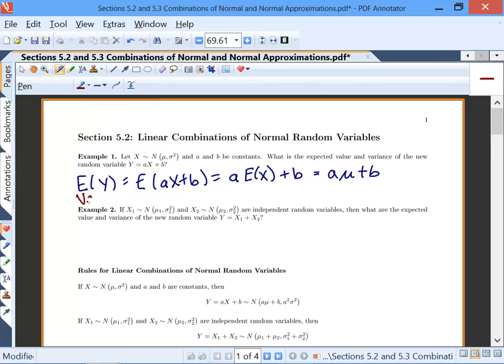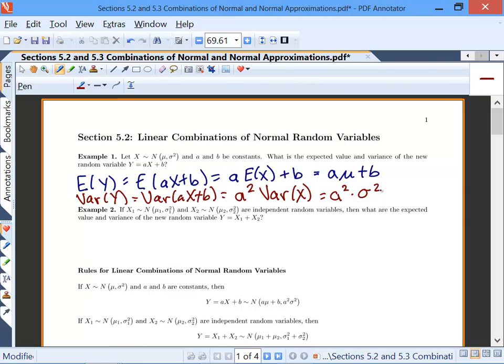And if I want to find the variance of my new random variable, what happens to the a in the variance? It comes out, but it comes out as a squared. And what happens to the plus b? It goes away, because remember, if we just add something, we're just shifting our whole random variable up, and that doesn't change the standard deviation or variance. So it's going to be a squared times, what was the variance of my existing random variable X? It was sigma squared. Again, just using our old formulas.